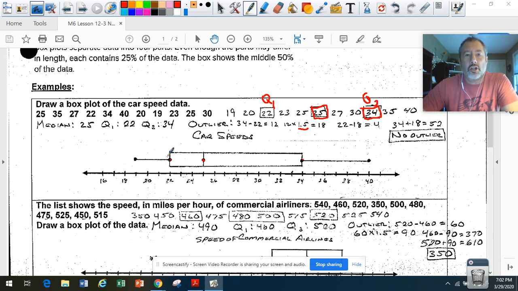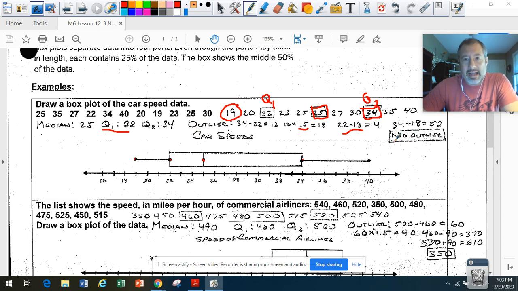Now, with the lower portion, to figure out what the lower extreme is, we take our 22, our Q1 here, and then we subtract 18 from it. So you get 22 minus 18 is 4. Do we have any data points in here that are 4 or below? The answer is no. So that means 19 is our lower extreme. We put our dot here at 19.